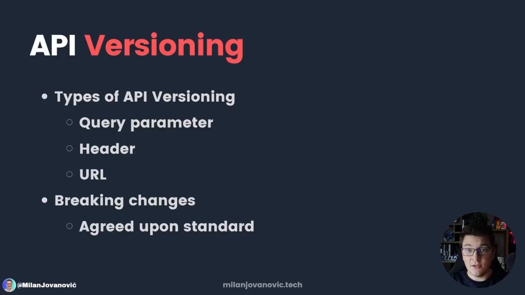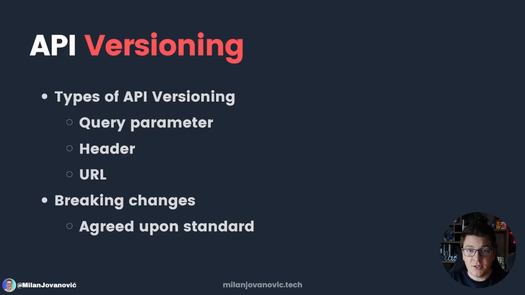Broadly speaking, there are three types of API versioning. Query parameter versioning, where you specify the API version as a query parameter in your URL. Header API versioning, where you pass the API version using a custom request header. And URL versioning, where the API version is part of the actual route. URL versioning is also the most popular approach to API versioning, and it's what I'm going to implement in this lesson. But when should you version your API?